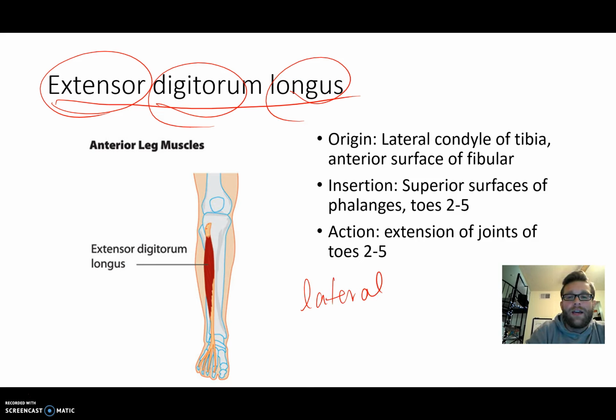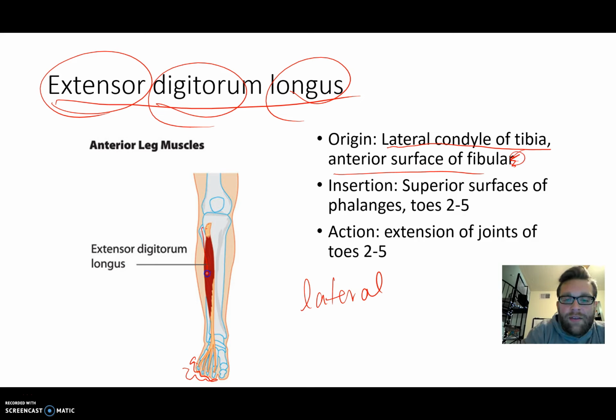So it's going to be lateral. And extensor digitorum, remember, these are all your digits, right, down here. So your feet. All of those little parts right here are your digits. So with the extensor digitorum longus, lateral condyle of the tibia, anterior surface of the fibula. I don't know why spell check keeps changing everything to fibula. So fibula.